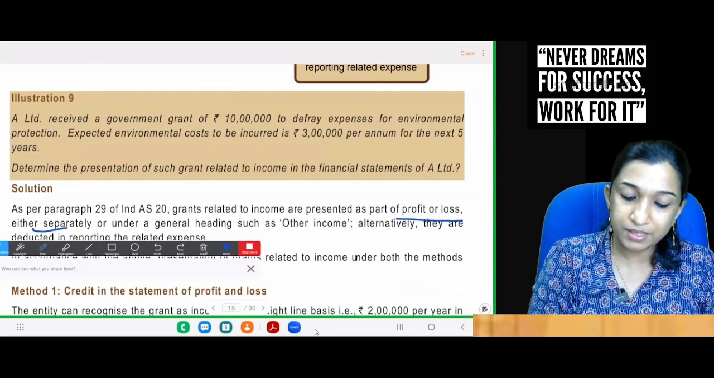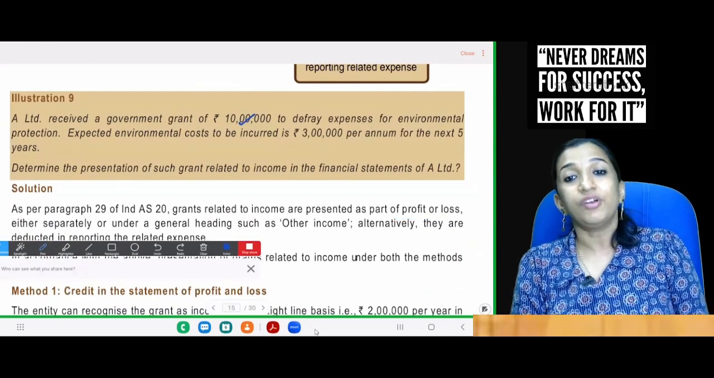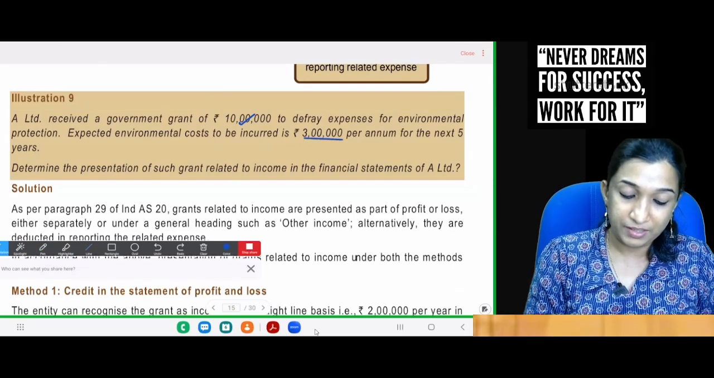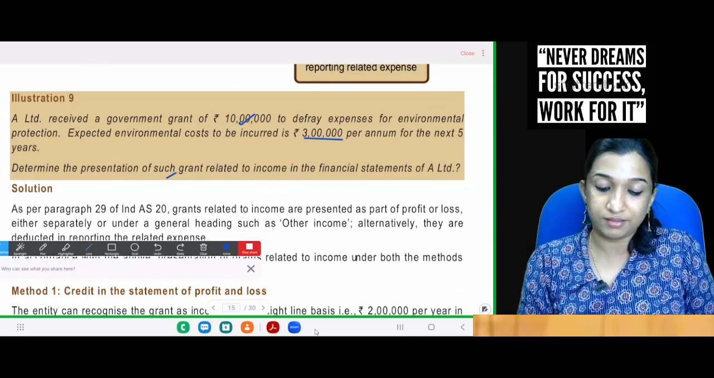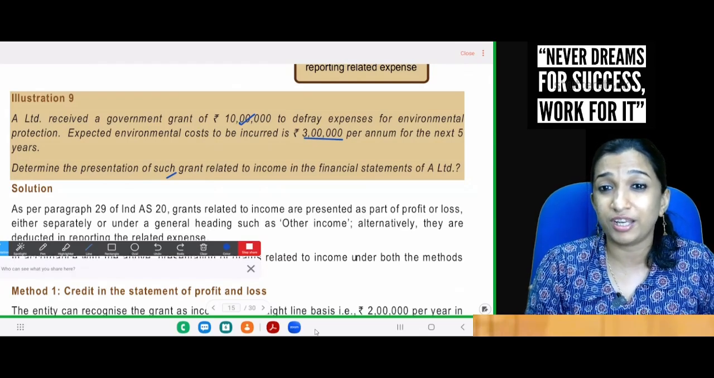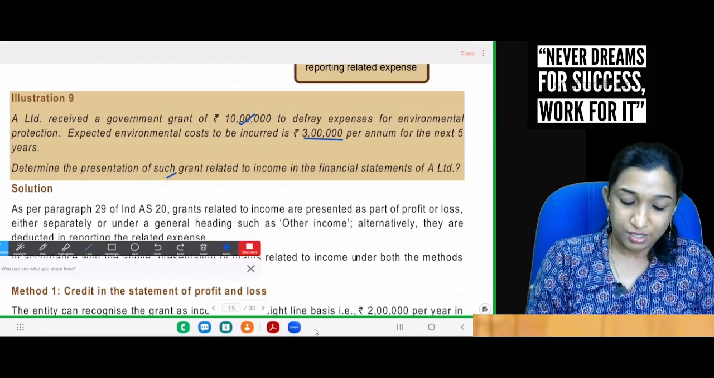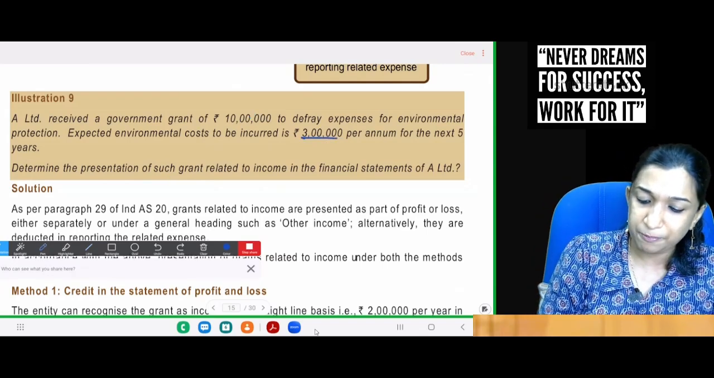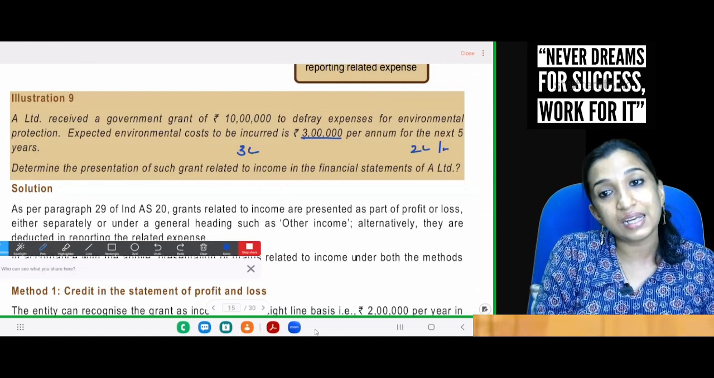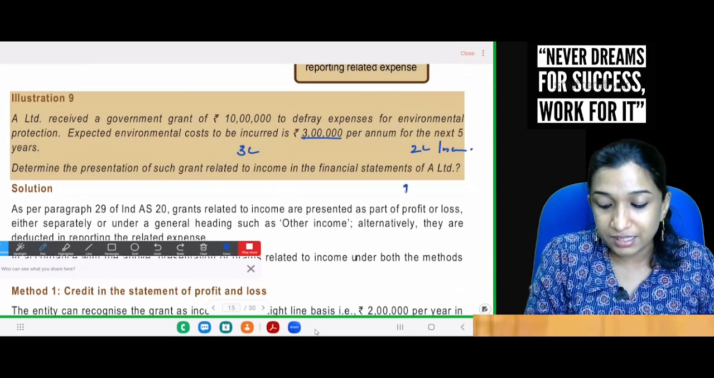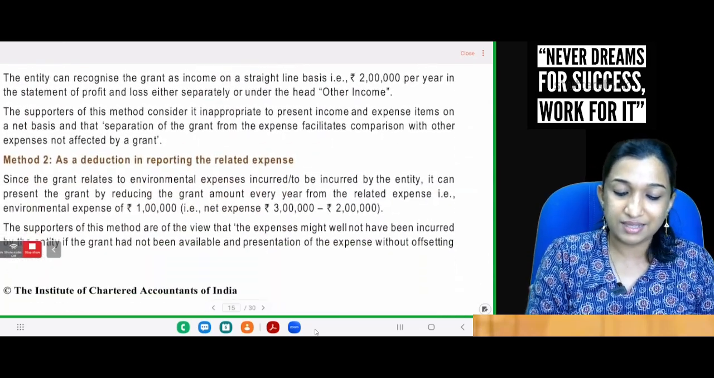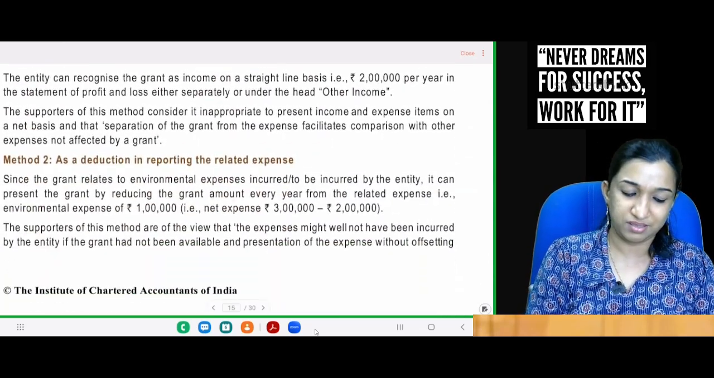9. A Limited received a government grant of 10 lakhs for environmental protection. Expected environmental cost is 3 lakhs per annum. Determine the presentation of such grant related to income. You got 10 lakhs. Environmental protection is expected to cost 3 lakhs per annum for the next 5 years. So over the next 5 years, if the cost is the same, you may show 3 lakhs as expense and 2 lakhs as other income, or you can show net 1 lakh as expense. You may show it as other income or as a reduction from the expenses.